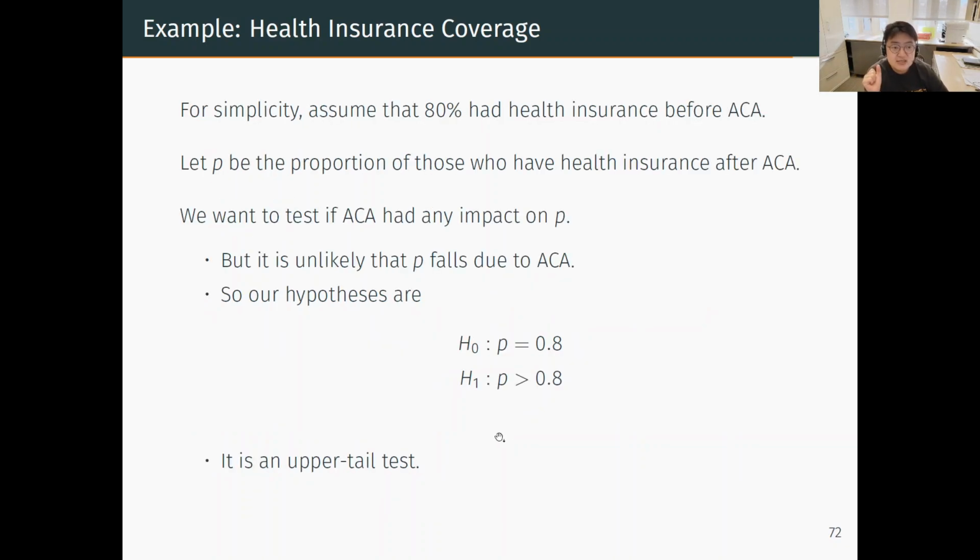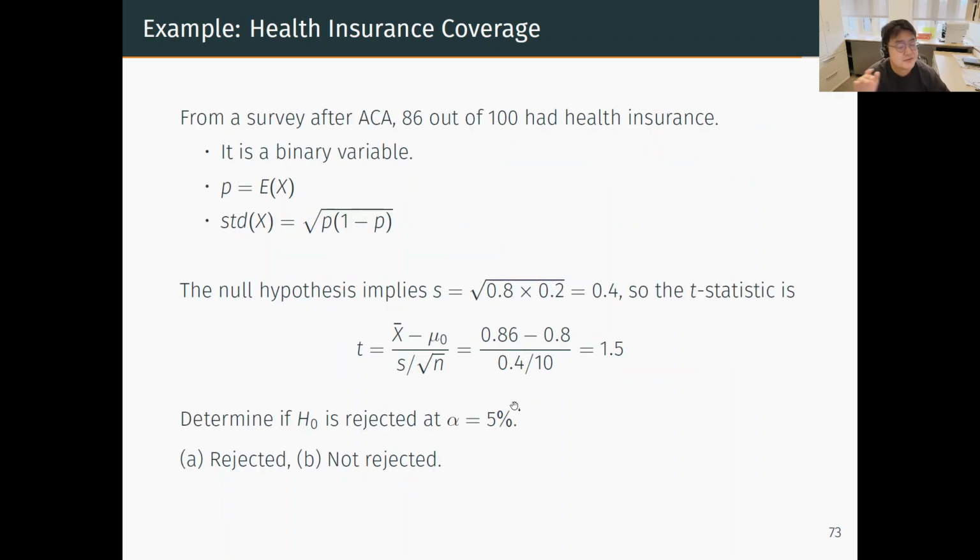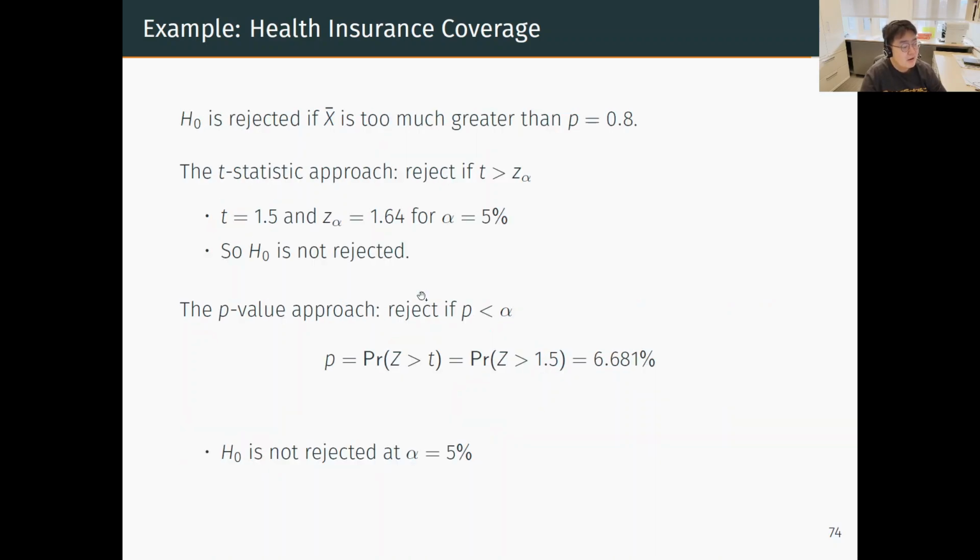Remember, it is a one-tail test, an upper tail test. So you reject the null hypothesis if your observation is sufficiently higher than 80%, at a significance level of 5%. Okay, pause the video now. You will need some algebra and do some calculation. Let's see.